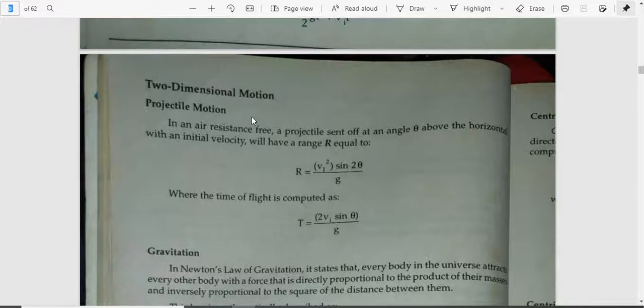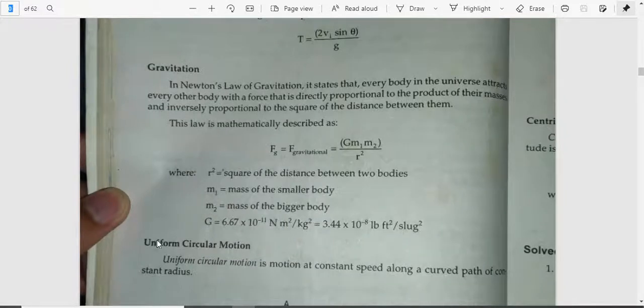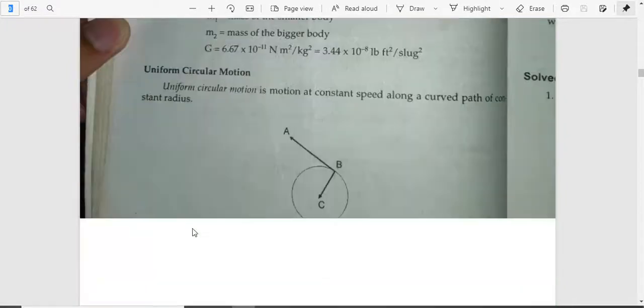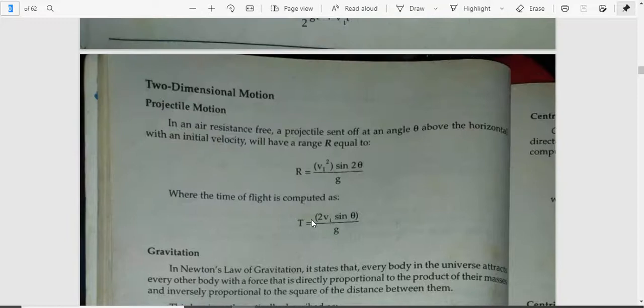You have your two-dimensional motions, you have your projectile motion, and your gravitational and uniform circular motions. So let us break down what they are. In air resistance free, a projectile sent off at an angle above the horizon with an initial velocity will have the range equal to. So the formula that you will be using is for, for example, throwing an object. Let's demonstrate in the drawings.